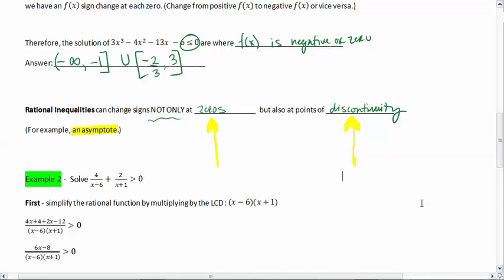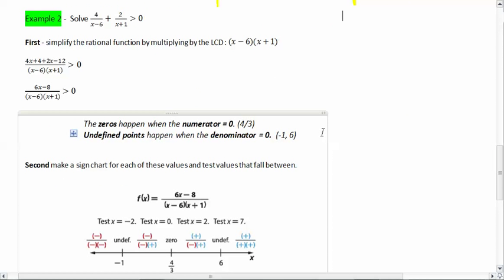If we're trying to analyze where we are going to have either zeros or points of discontinuity for this equation, we're going to have a 0 whenever the numerator equals 0. That happens at 4/3. So that's a very important point to remember. Where are we going to have any undefined points? That happens when our denominator equals 0. So that happens at -1 from that x plus 1 and +6 from that x minus 6.